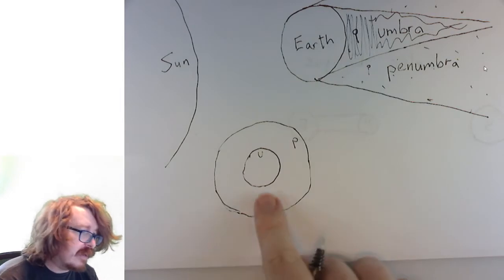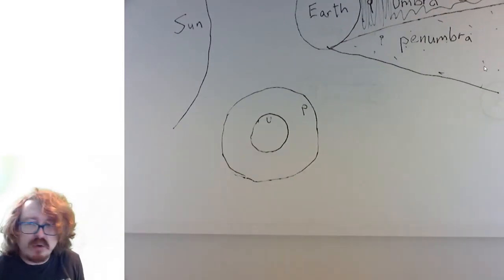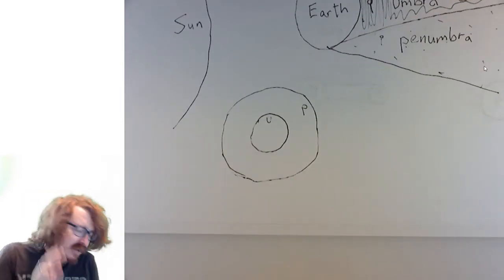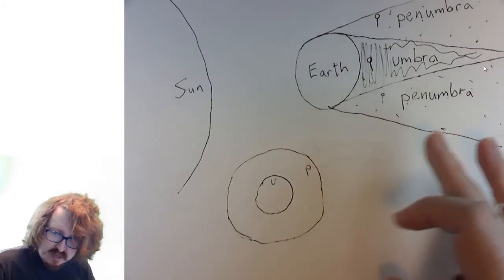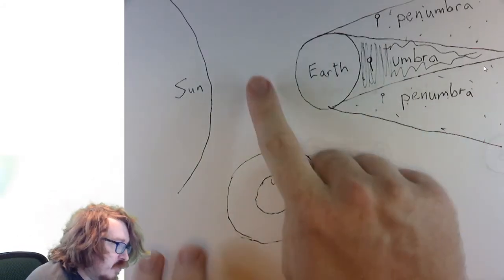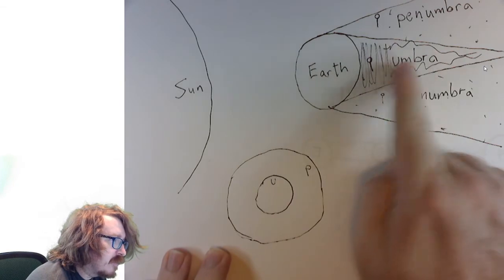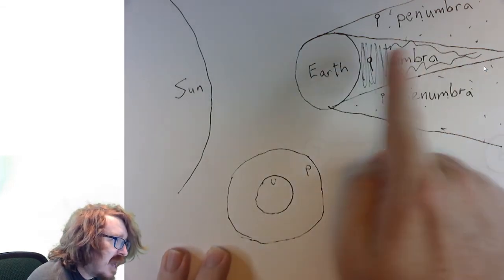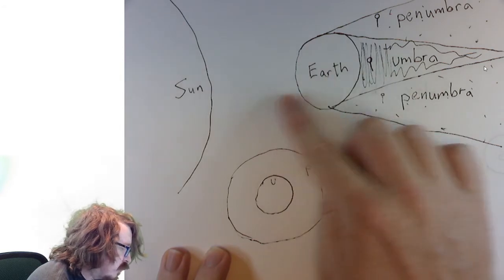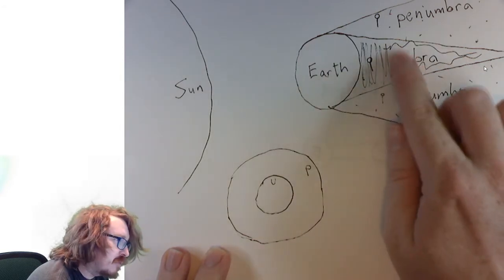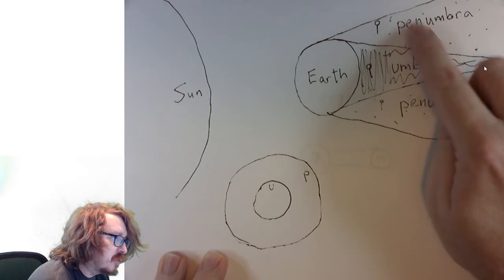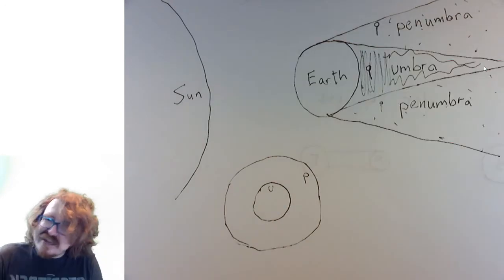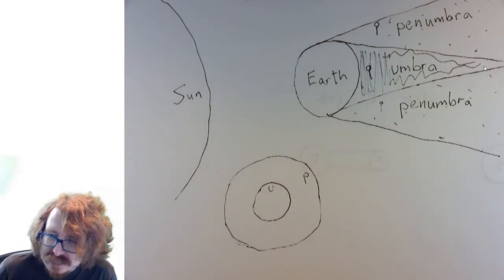So this right here would be what the shadow of the earth looks like. And now, here we get to the eclipses. Imagine that the moon was orbiting around the earth like this, kind of 3D in our picture. Sometimes, because the moon's orbit is a little bit tilted, it'll go through the umbra, sometimes it'll go through the penumbra, and sometimes it'll just miss the shadow entirely.